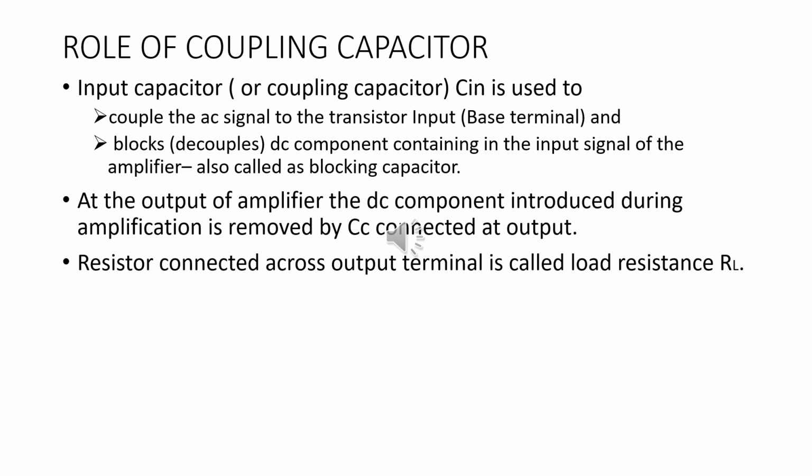Now we have got another coupling capacitor at the output side also, which is CC, and the duty of this coupling capacitor at the output side, that is CC, is to eliminate the DC component introduced during the amplification. And we have connected a resistance RL at the output terminal. The resistance connected across the output terminal is also called the load resistance RL.